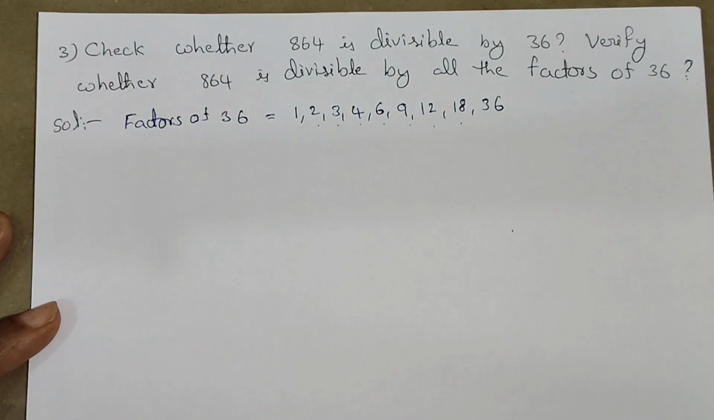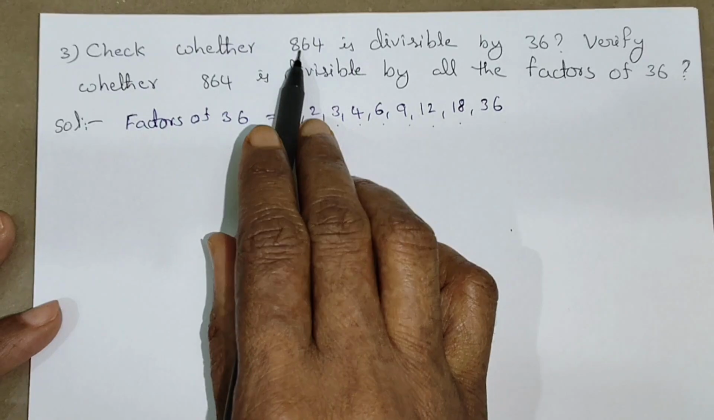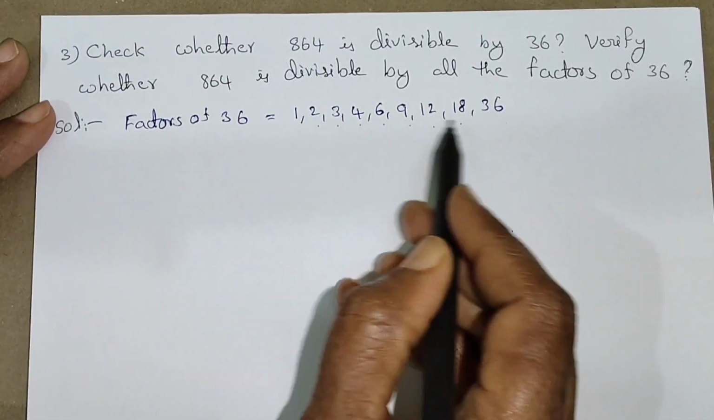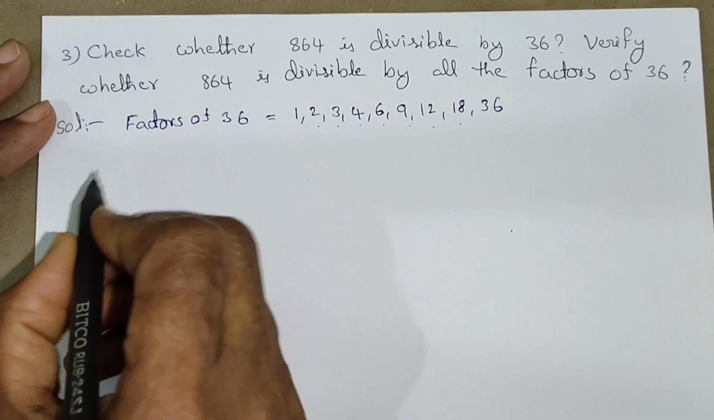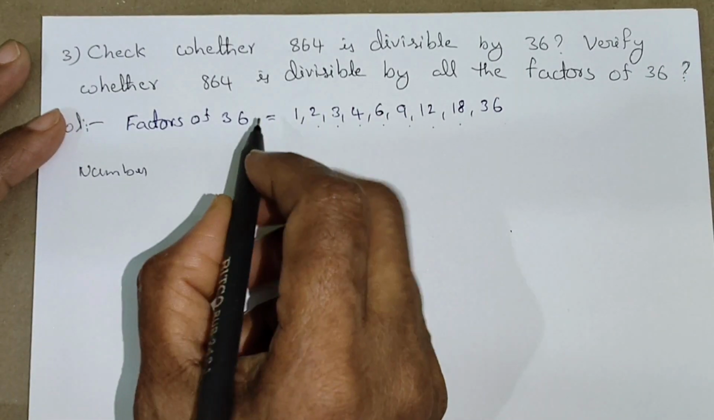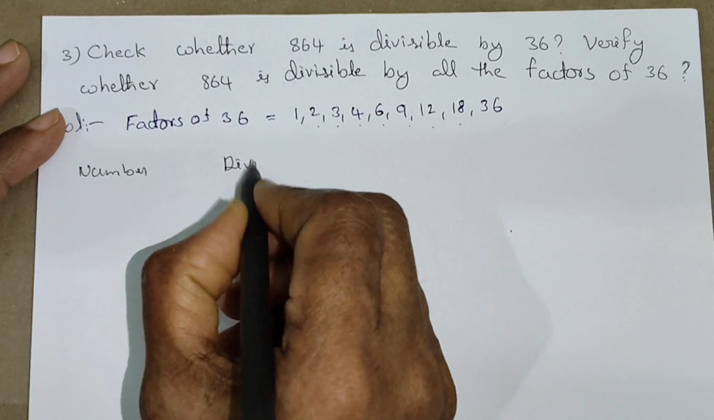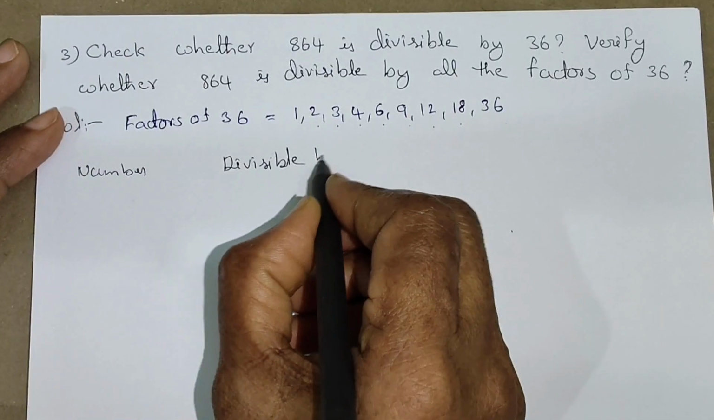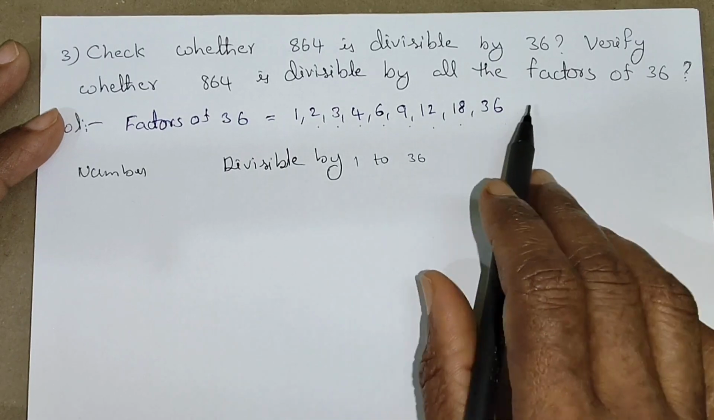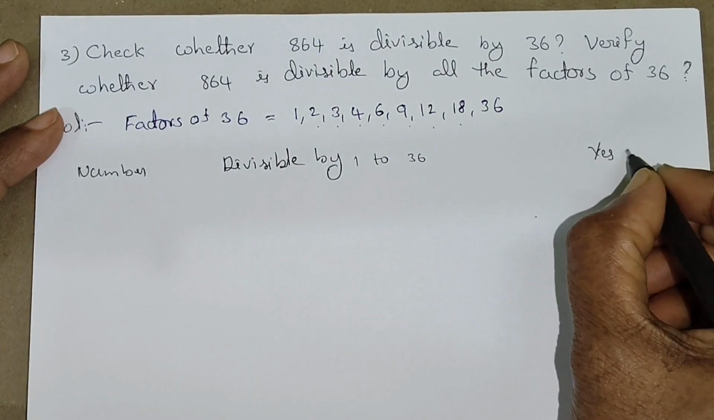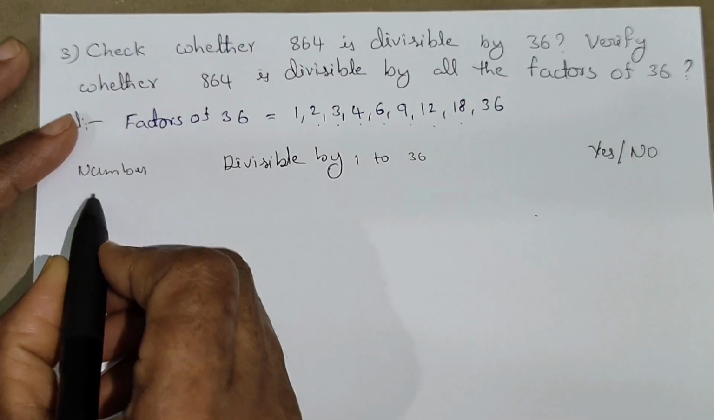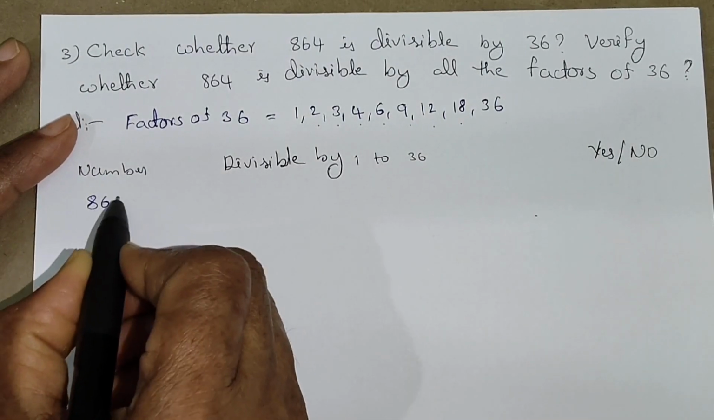So now here we check this number, whether it is divisible or not. All these numbers we check one by one. First we write the number, then whether it is divisible by the factors 1 to 36. These are all the factors, and we write yes or no. Your given number is 864.